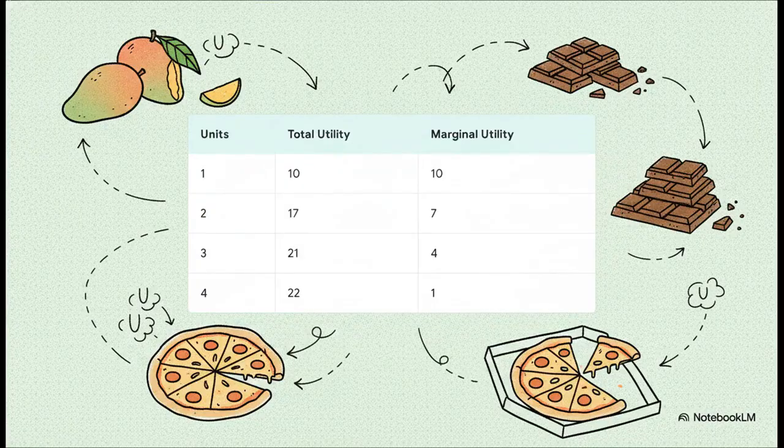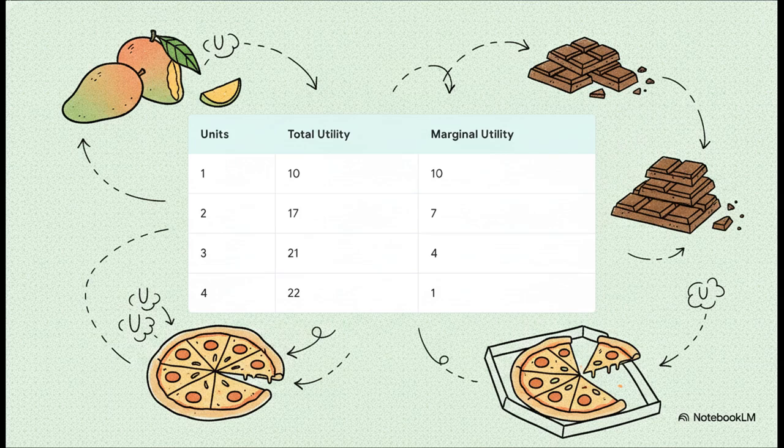Let's see how this plays out with some real numbers from our source material, which tracks the consumption of mangoes. But keep in mind, this math applies universally, whether it's mangoes, chocolate, or our pizza. Economists actually measure this satisfaction in hypothetical units they playfully call utils. Look at the first unit consumed. It gives you 10 utils of total satisfaction, meaning its marginal utility is 10. But watch what happens when you consume the second unit.